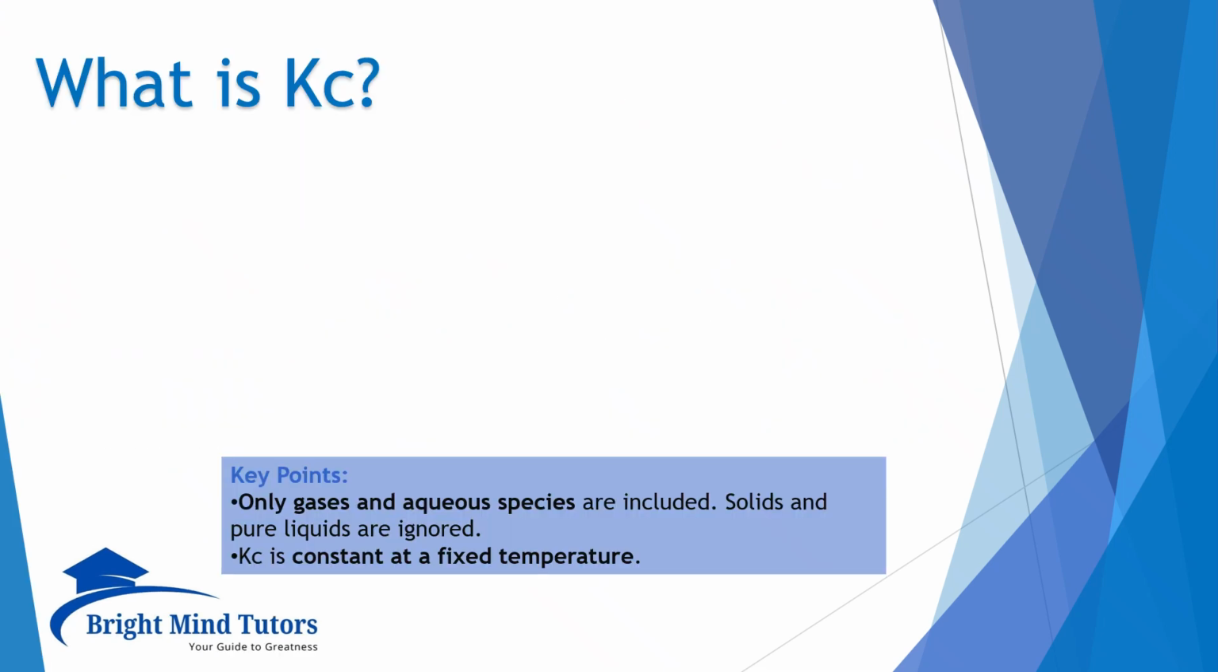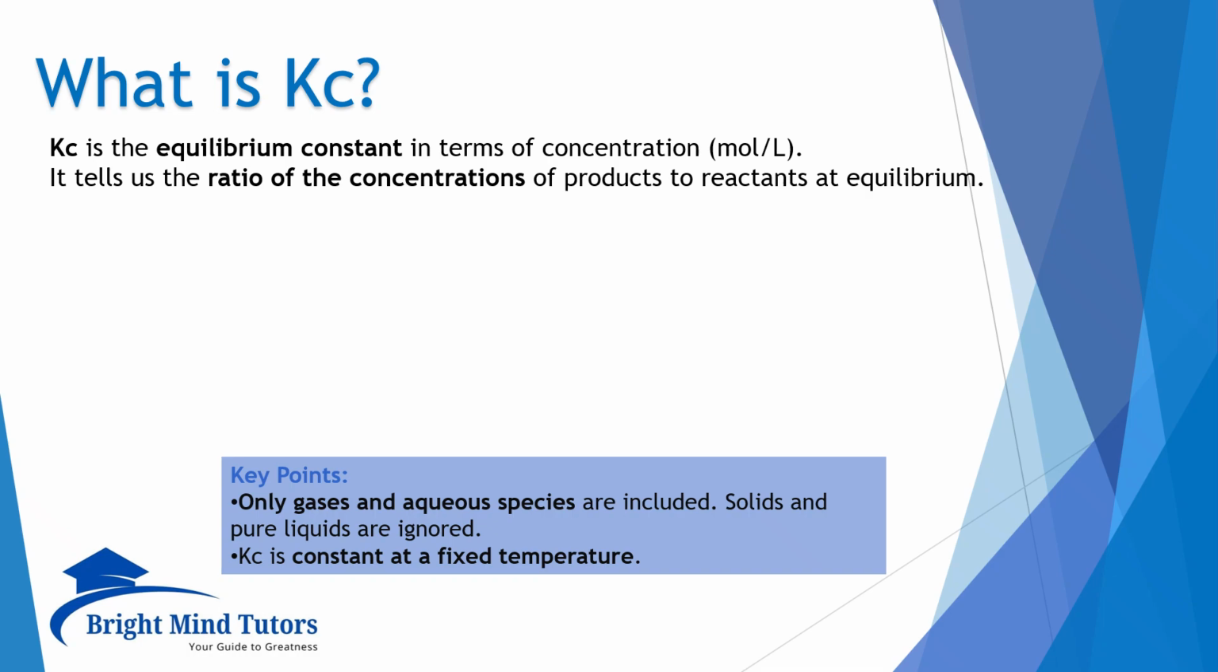Okay, now the thing is, what is Kc? So let's try to define the Kc first. Kc is a kind of equilibrium constant, and it's expressed in mole per liter. That's the SI unit of the concentration. And now what Kc tells, it's a kind of ratio of the concentration of my product to reactants, basically at equilibrium, obviously.